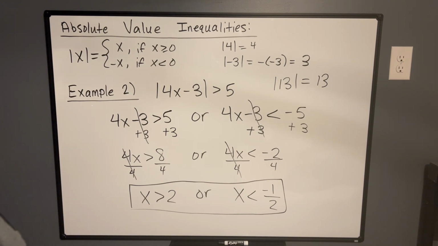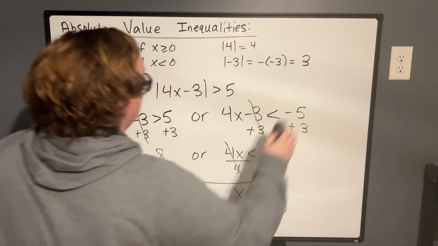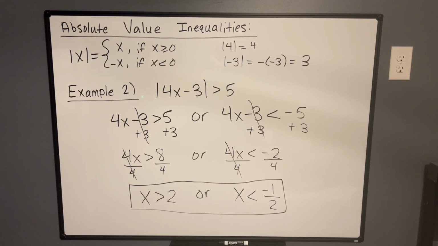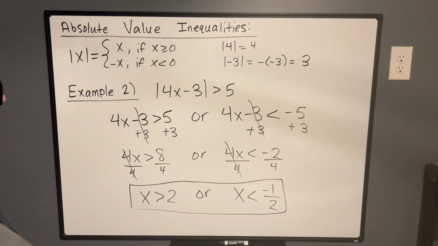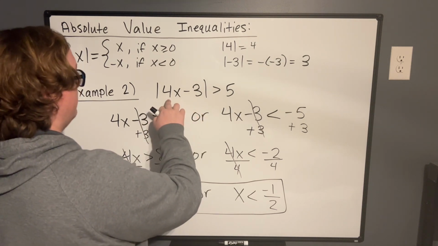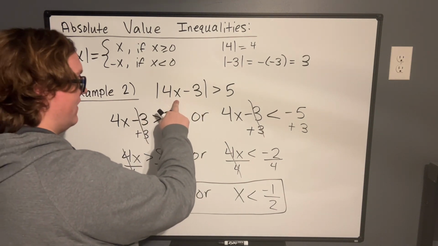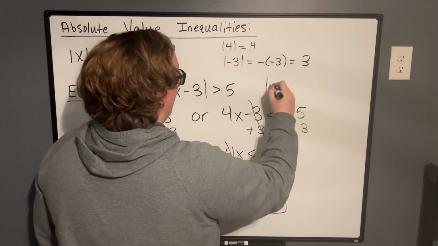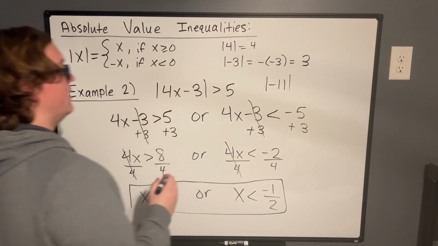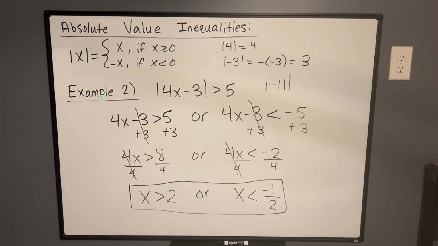Now let's try x is less than negative 1 half. Let's go ahead and try that one out. If I choose, let's say, negative 2 as an example, because it is less than negative 1 half, all I have to do is test one point. If I plug negative 2 into this, I'll have 4 times negative 2, which is negative 8. And if I subtract 3 more, I get negative 11. So I have the absolute value of negative 11, and I want to see, is that greater than 5?